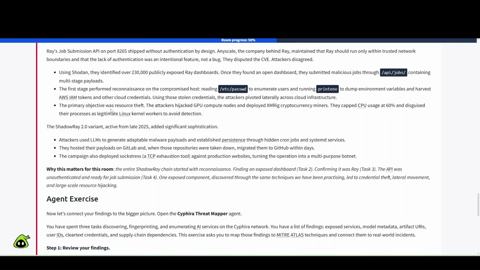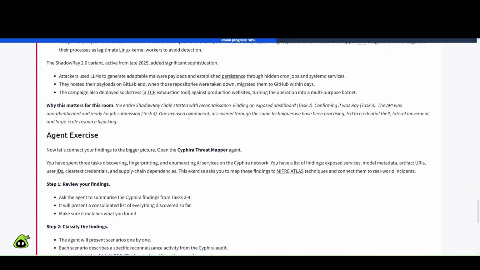The primary objective was resource theft. The attackers hijacked GPU compute nodes and deployed XMRig cryptocurrency miners. They capped CPU usage at 60% and disguised their processes as legitimate Linux kernel workers to avoid detection.